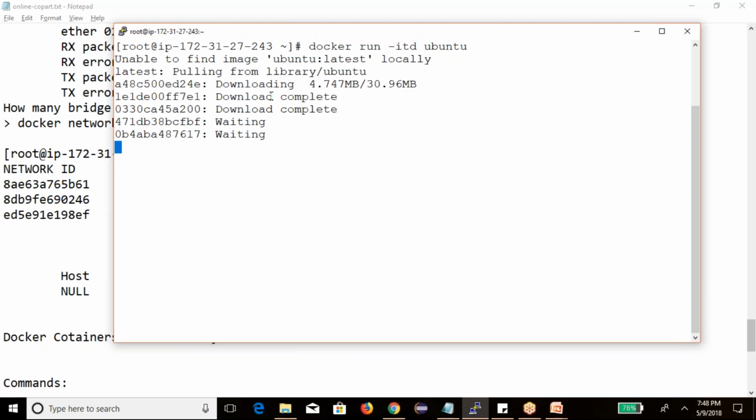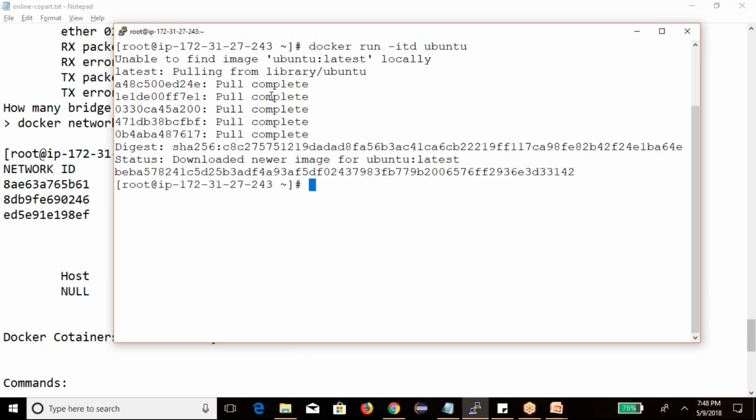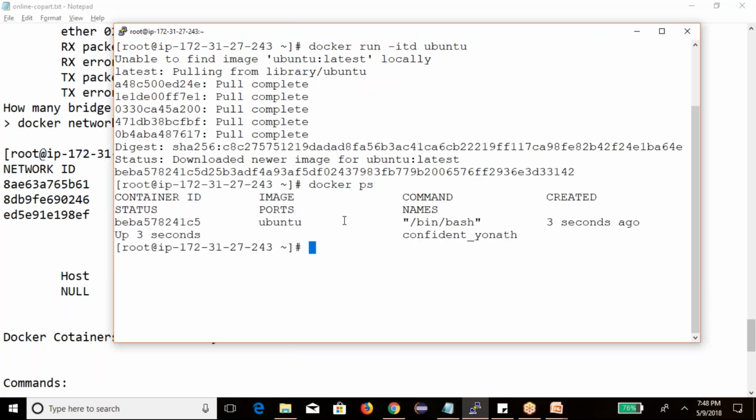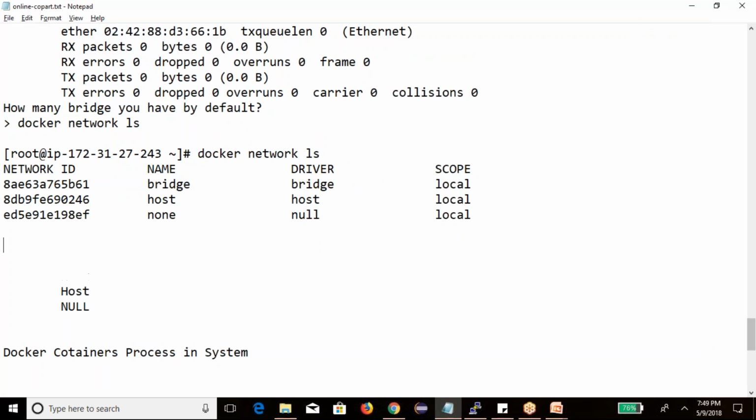So it's downloading the image. It's a fresh computer, fresh VM. So now I got the one container which I'm having right now. Now I want to know the IP address. So how to know the IP address of the container?